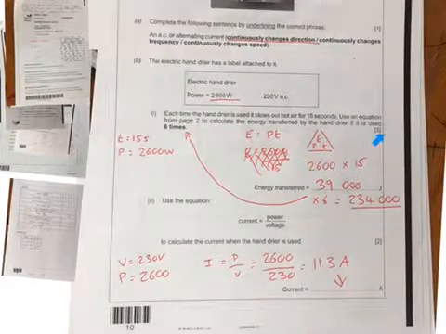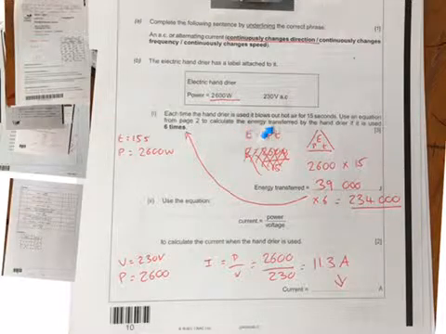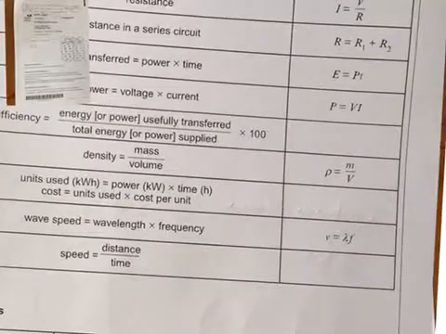Then, for 3 marks, I think there should be a 4 marker, but it's 3 marks. I've picked my time is 15 seconds. My power is 2,600 watts. And it says, calculate the energy. So I need to go to my front sheet. And energy equals power times time there. E equals P times T.